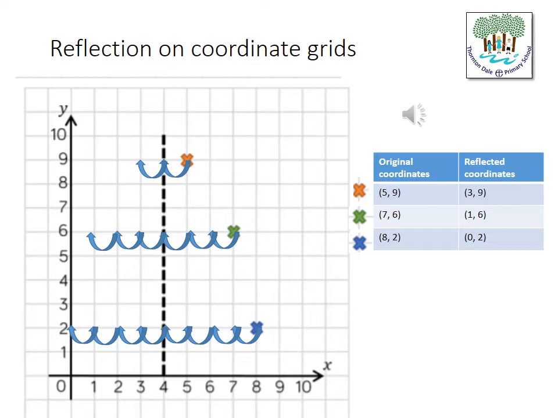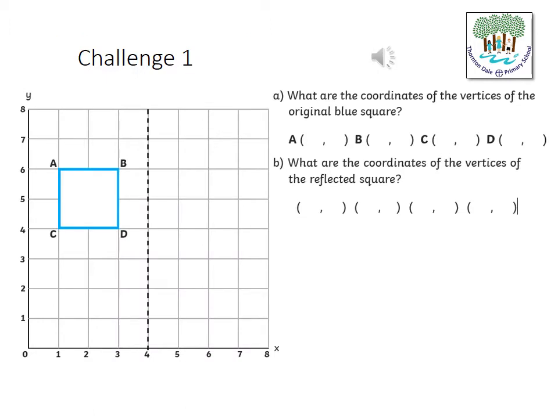So if you're looking at the coordinates, what has changed, what has stayed the same? Can you try and figure out why? So for this question, use your understanding of coordinates and also mirror lines and reflection to understand what will happen to points A, B, C and D when they're reflected in the mirror line.